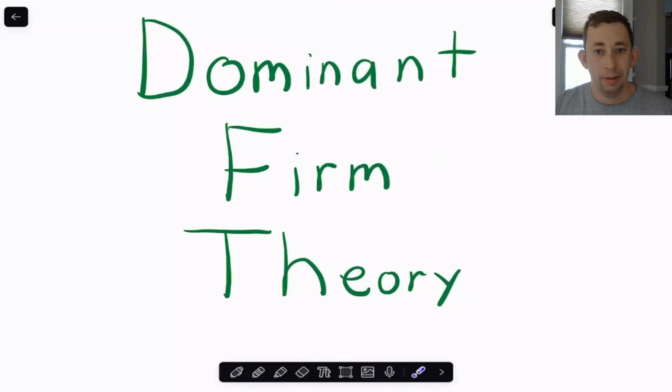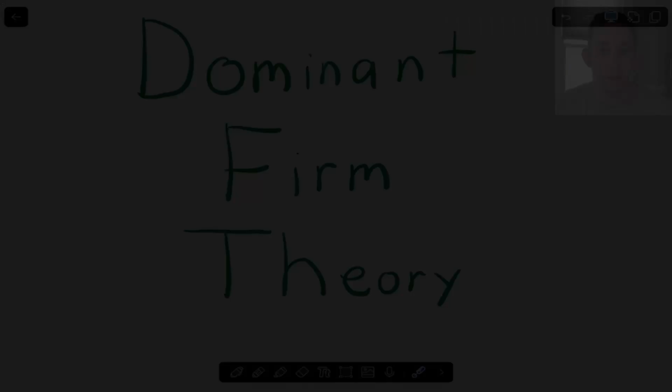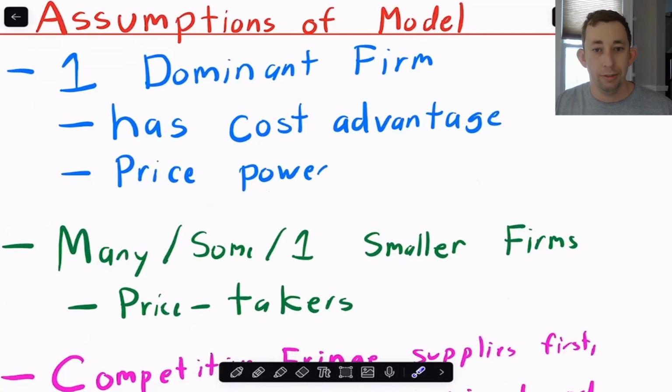And today I'm going to talk about dominant firm theory graphically. So I'm going to explain the assumptions of this model and talk about how we get the graph for dominant firm theory. Per usual, timestamps are below if you would like to jump around, but let's go ahead and get right into it. We're going to have four main assumptions of the dominant firm model.